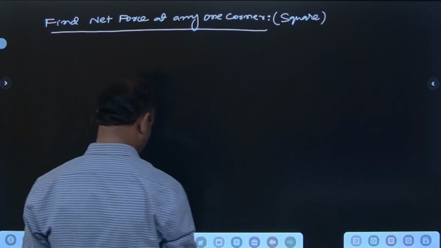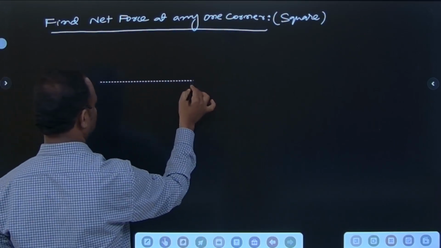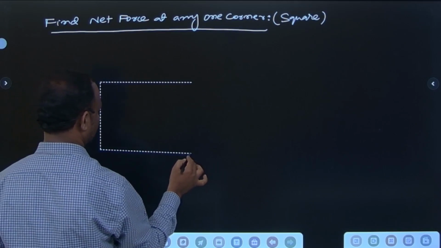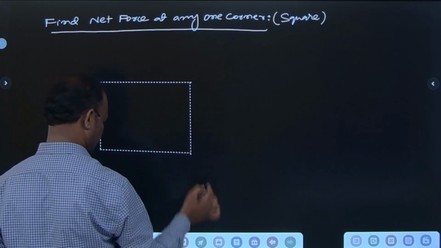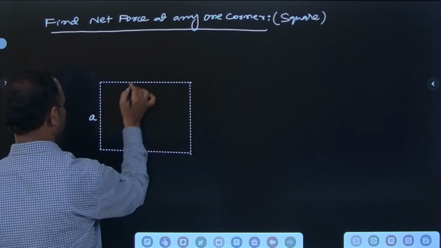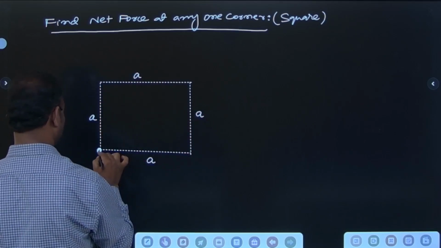Again the same situation, so we should go for this. A square is taken, of side length A. Now we can talk on it. This side length is A.